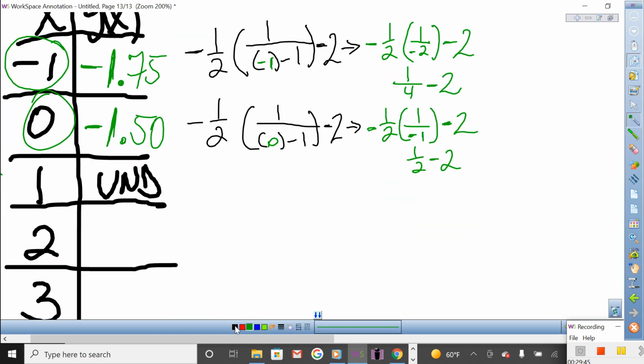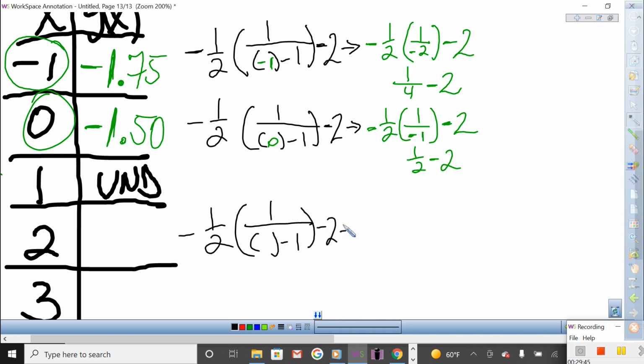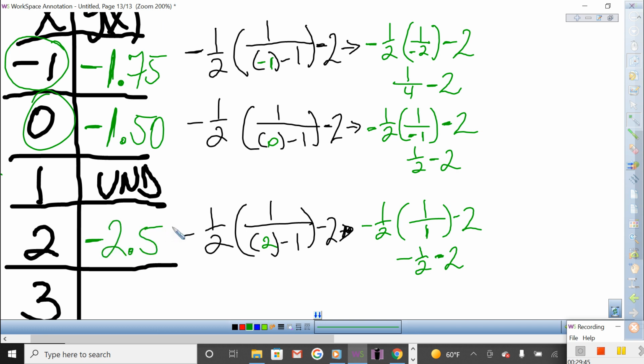All right. Next, we got -1/2. 1 over parentheses -1 minus 2. This is -1/2 parentheses 1 over minus 2. So let's see. My next value is 2. What is 2 minus 1? 1. 1 over 1 times -1/2, it's -1/2 minus 2. So Philip owes me $2, but then he asked me for 50 cents more, so that means he owes me what? -2.5.